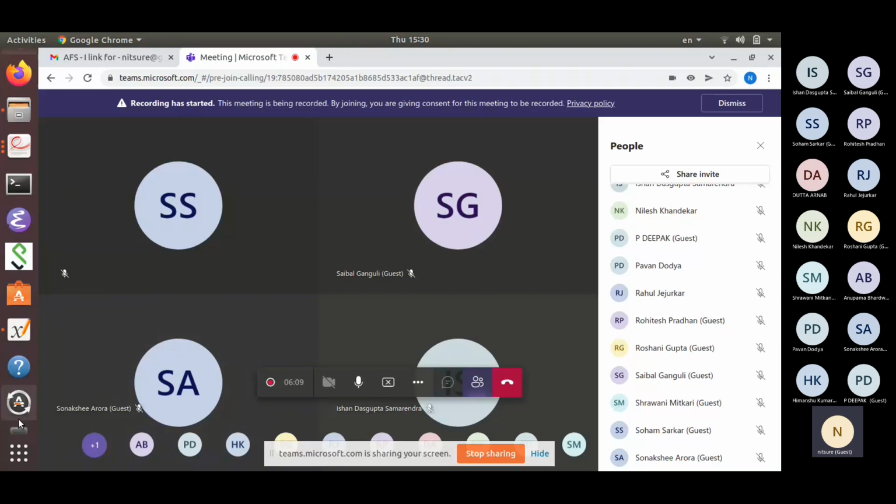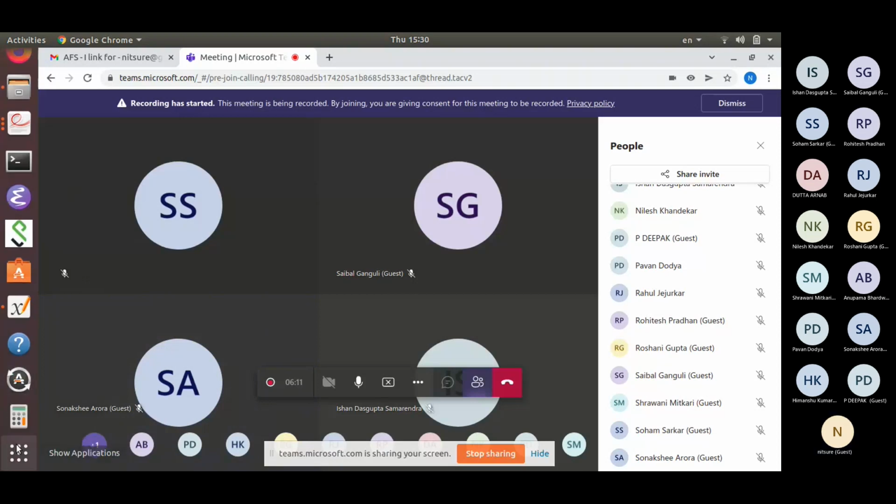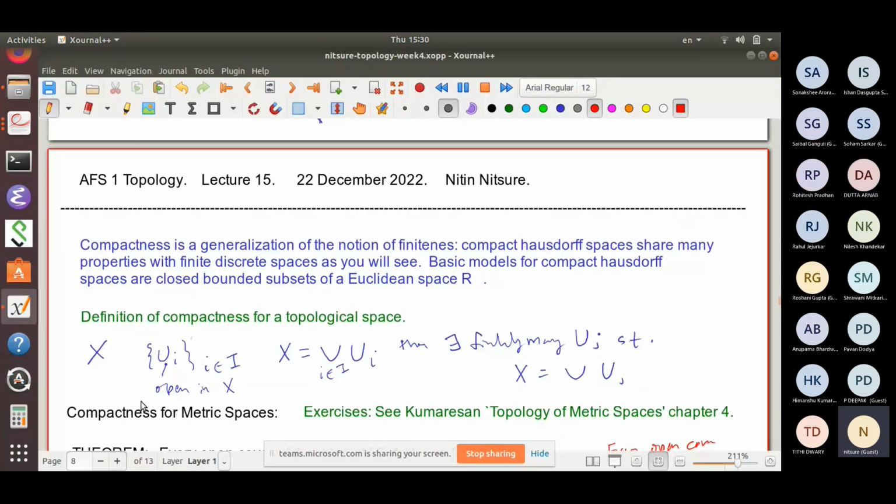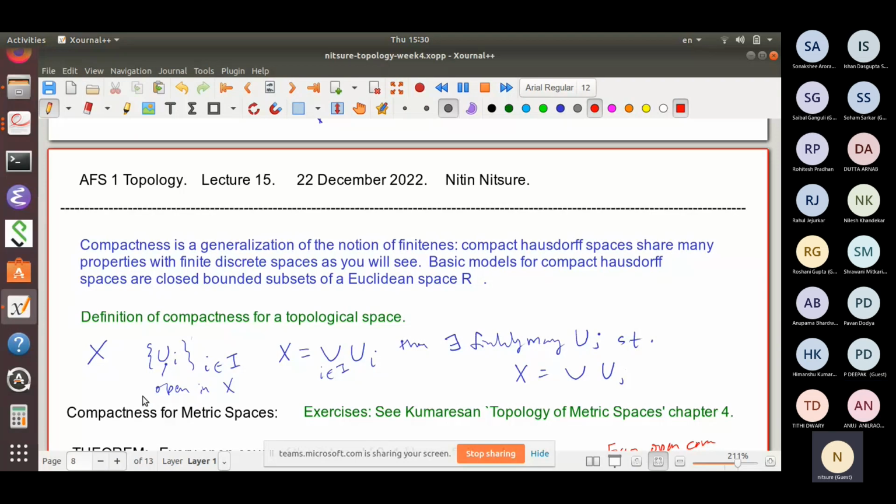All right, it is time, so let us begin. Hello, guys, and this was the last lecture. Let's quickly go through the last lecture because today's lecture is a continuation of the last lecture. There is no hard and fast division between last lecture and this lecture.